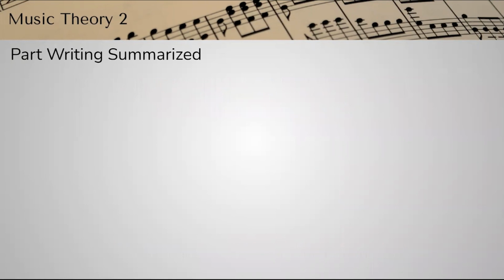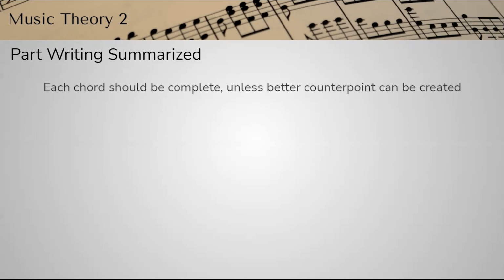So let's summarize all this, and I've done a lot of examples, so I think just summarizing it will help. So ideally, each chord should be complete. And the only reason to not make a chord complete is that you can come up with a better counterpoint in the parts. And if you are going to do that, the note of the chord that should be left out is the fifth of the chord.